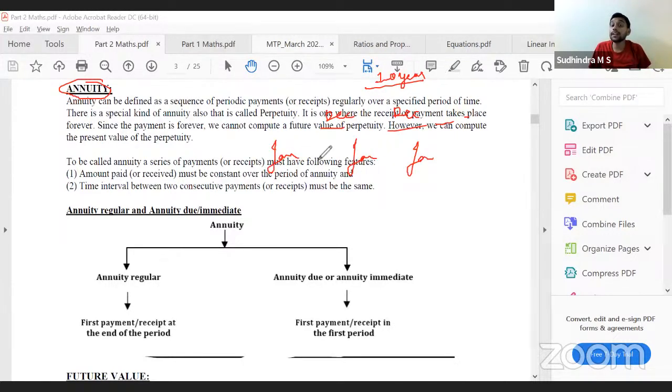So what is the difference? Interest will differ. In case of annuity due, interest would be higher because 12 months extra deposit would be there. Right? So in annuity due, the interest would be higher compared to annuity regular. Formulas are simple. For remembering the formulas for calculating present value or future value in case of annuity, it is simple. We'll discuss it.